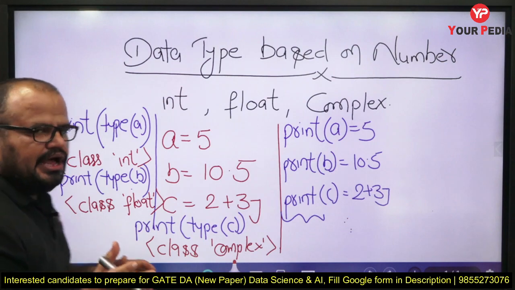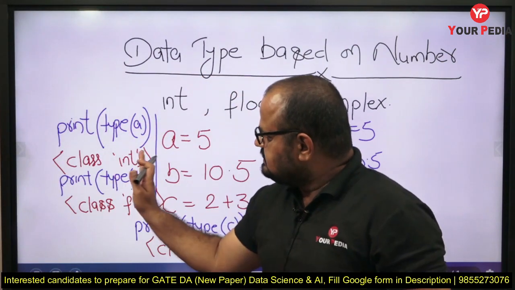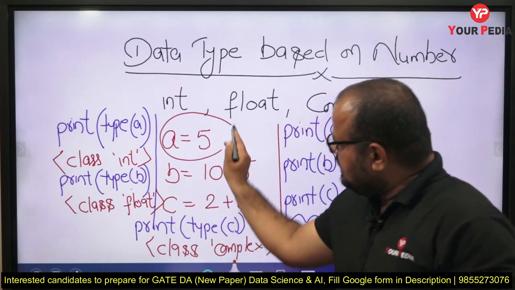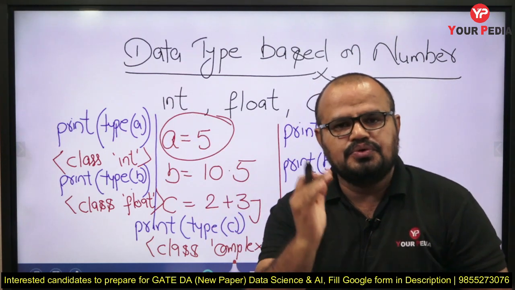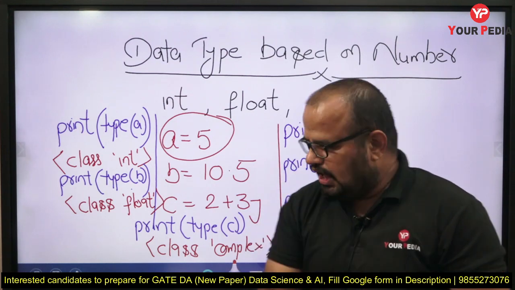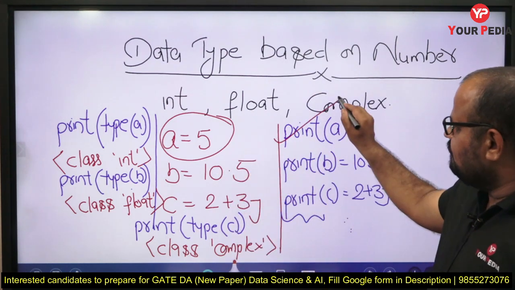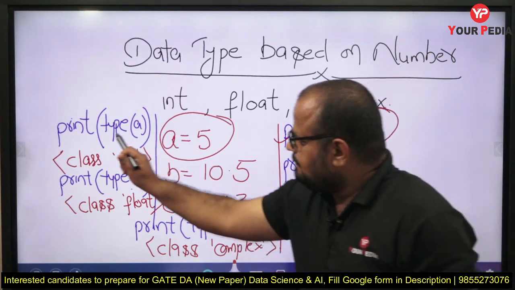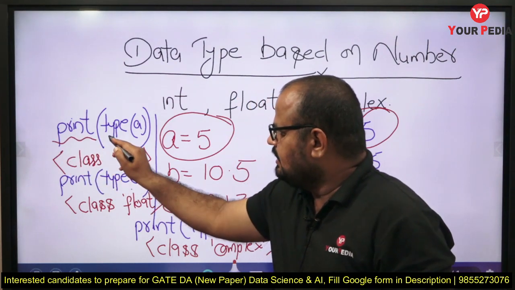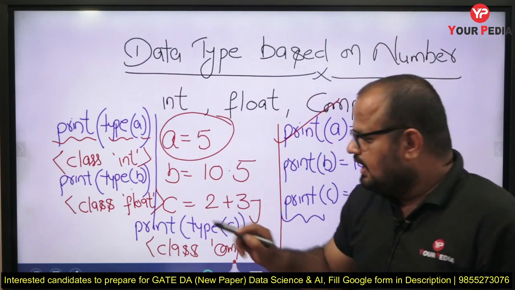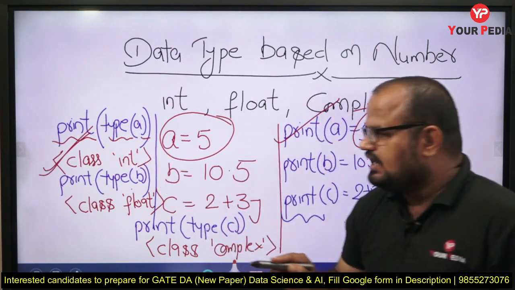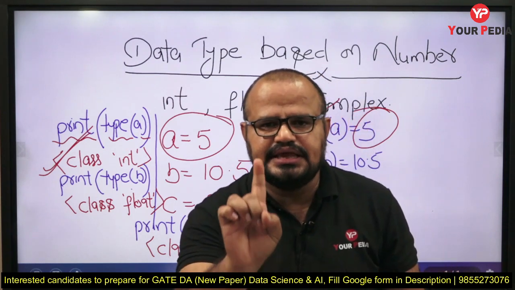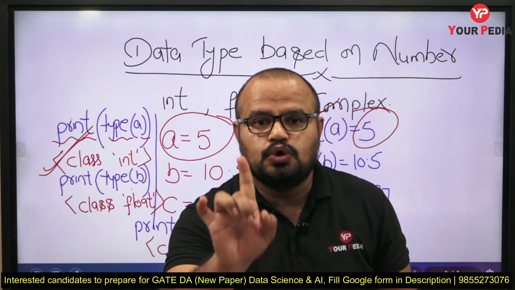Fine, my dear students. Now, sir, what do you mean by this class and int? See, my dear students, you assign an integer value to a variable A. Now, if you just say print the value of A, it gives me 5 as output. But if you say please print the type of variable A, it will give you the answer as class of int.